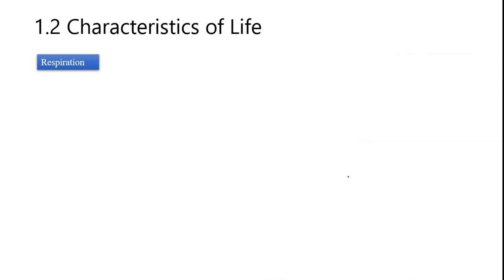Next, the third characteristic of living things is respiration. What is respiration? Do you know respiration? It's breathing. What kind of gas do we need during respiration? Oxygen. Yes, we need oxygen gas. And what is the gas that we release? Carbon dioxide. Yes, we release carbon dioxide. This is respiration. Actually, respiration helps the process of nutrition.